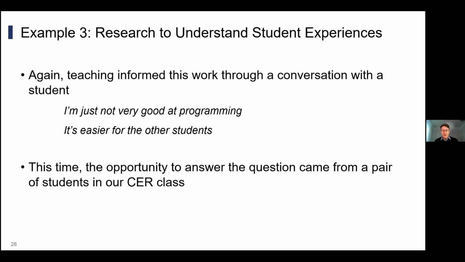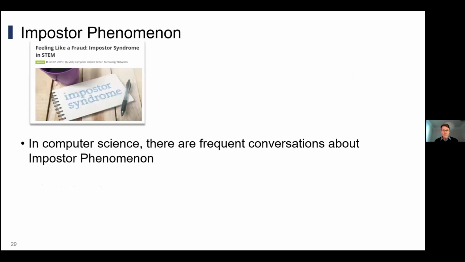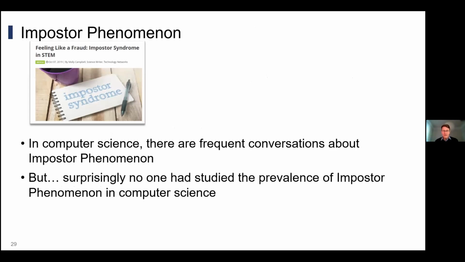And two of my students actually came to me and they said, we want to study imposter syndrome in computer science. And first, quick terminology. In the literature, the term is actually imposter phenomenon, not imposter syndrome. So I'm going to say imposter phenomenon going forward. Second, my students point out that there's frequent conversations about this, right? There's panels at places like Grace Hopper and Tapia. But it turns out no one had actually tried to study it empirically in computer science.